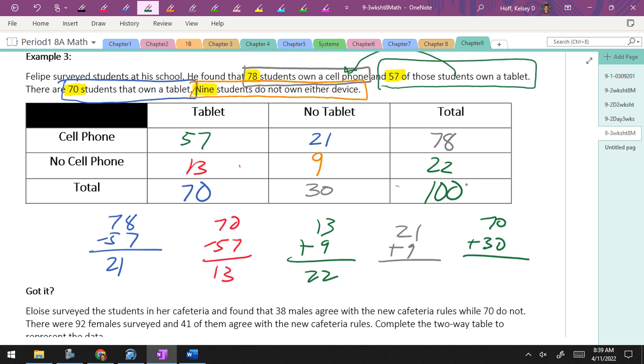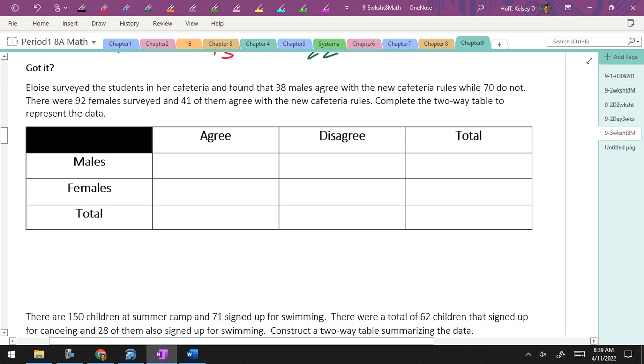All right. This next one, Ms. Hoff's going to read it out loud to you. You're going to put in the 4 numbers. No adding, no subtracting. Eloise surveyed students in her cafeteria and found that 38 males agree with the new cafeteria rules, while 70 do not. There were 42 females surveyed, and 41 of them agree with the new cafeteria rules. There are 4 numbers you need to put in. Take a minute. I'm going to read it out loud again.